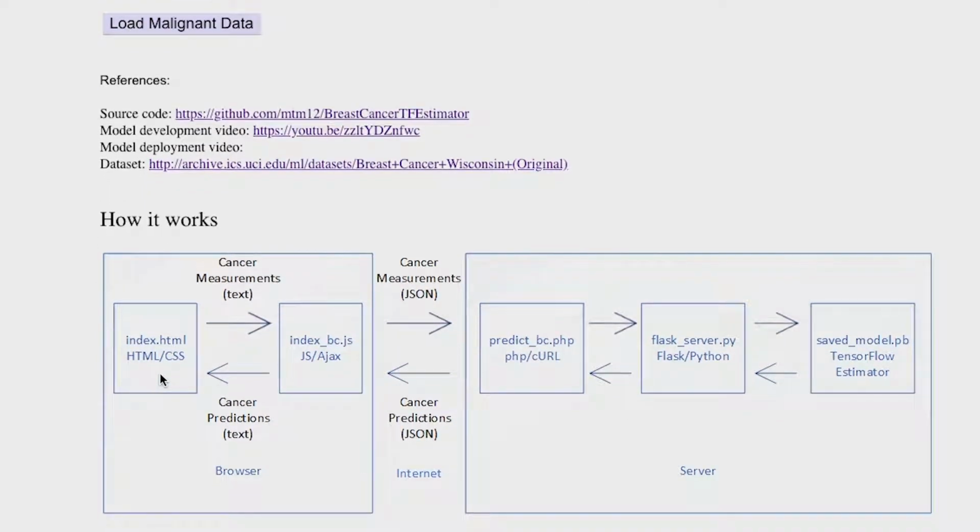When a user clicks the predict button, the JavaScript code in index_bc.js reads all the measurements from the input text boxes and sends them over the internet in JSON format to predict_bc.php via an HTTP post operation using AJAX. In predict_bc.php, we extract the measurement values and use curl to post the data to the Flask web server.